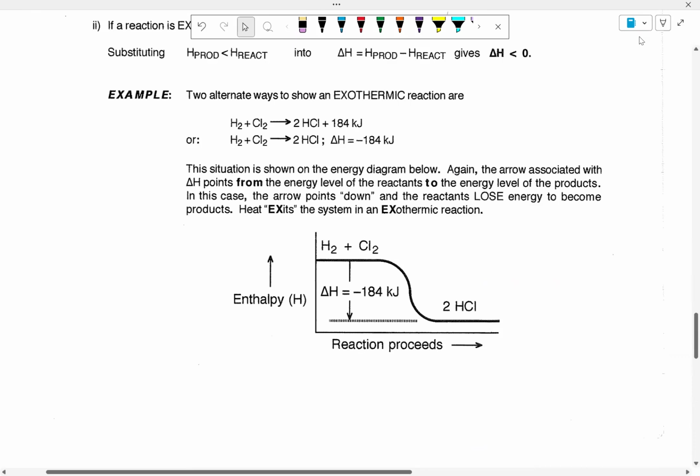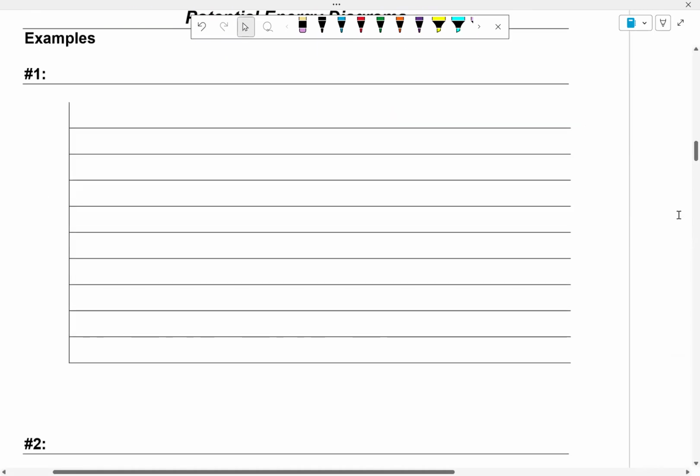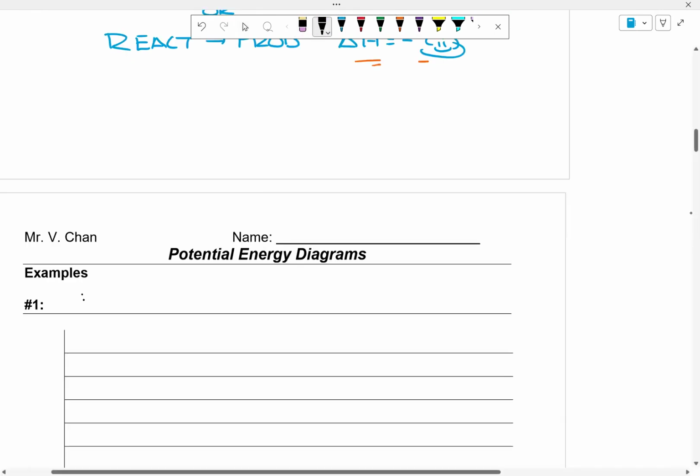Okay. Now, what I'm going to get you folks to do today, the last little bit for this video lesson, is I want to go over a couple of examples of how to draw potential energy diagrams. Okay, so in this particular case, let's say we had reactants going to products, and let's say we have delta H is equal to negative 150 kilojoules.